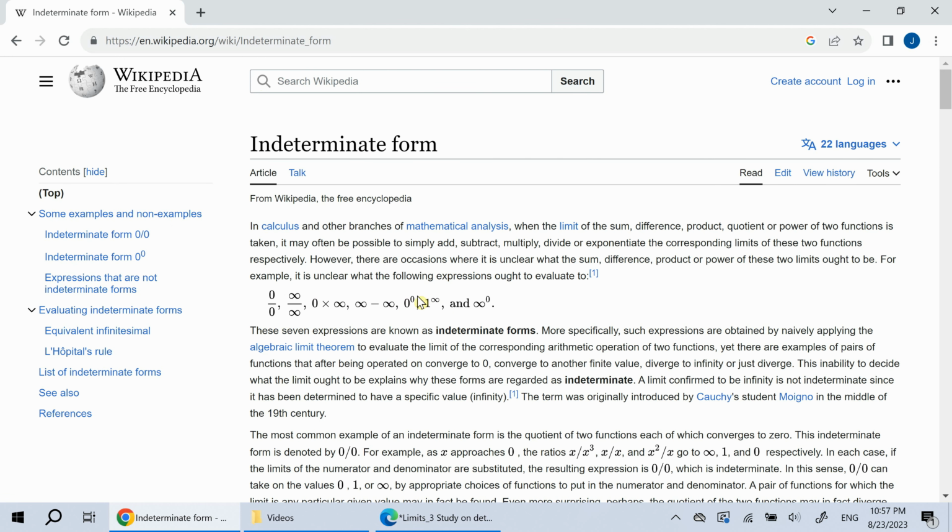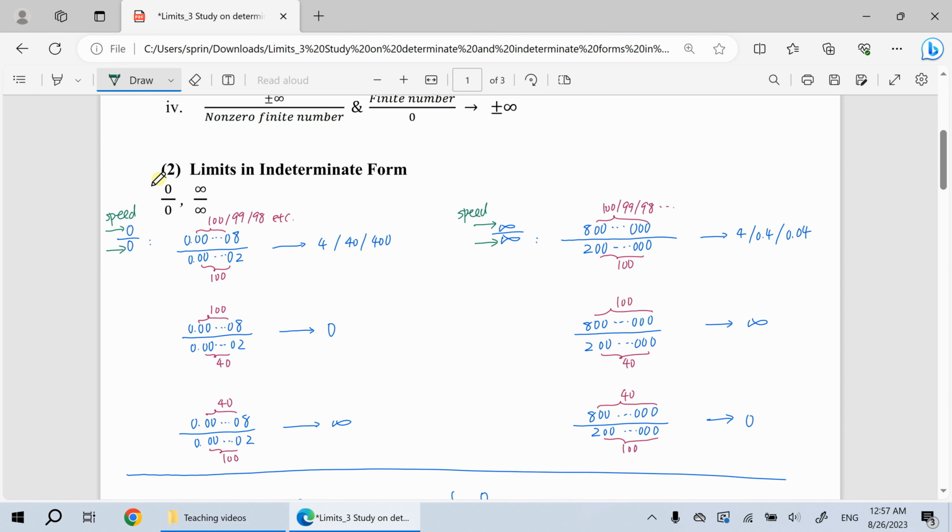Indeterminate form. Here we only focus on the limits of rational functions. So we choose 0 over 0 and infinity over infinity. For these two indeterminate forms, the key fact is the speed of approaching 0 or approaching infinity. For 0 over 0, we compare the speed of the numerator approaching 0 and the denominator approaching 0.